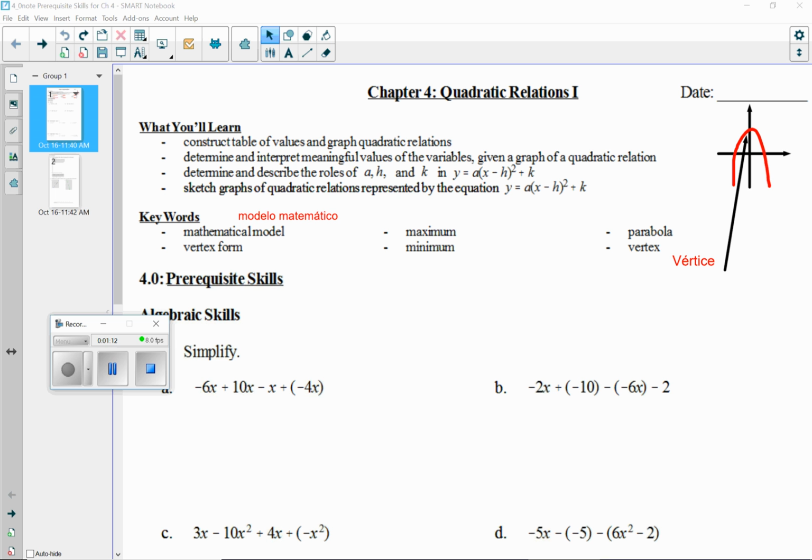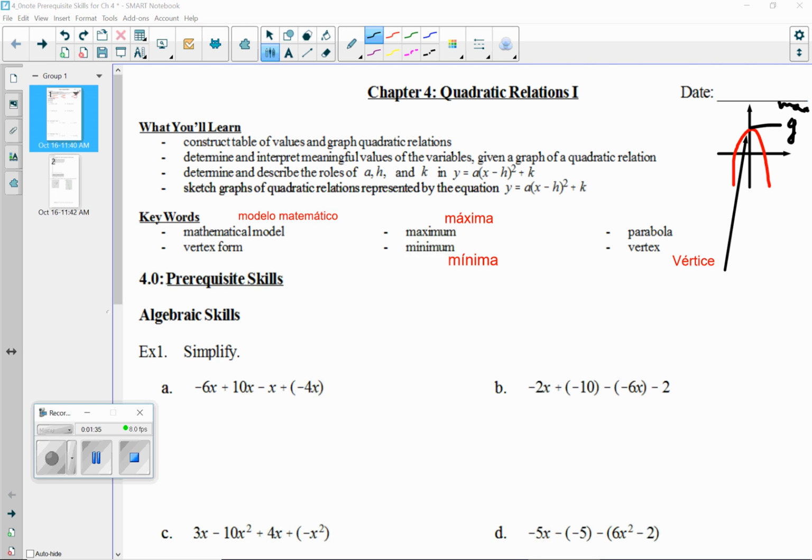Because of this shape, we will also look at the maximum, and we'll also look at the minimum of these vertex. So this is any y value along here. So this one would be the y value that is the max in this case. We're also going to look at the special thing called the vertex form, which is this highlighted equation that we're looking at here. That is what we call the vertex form.